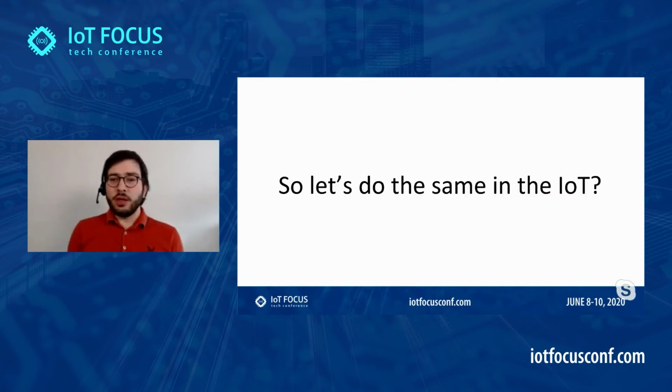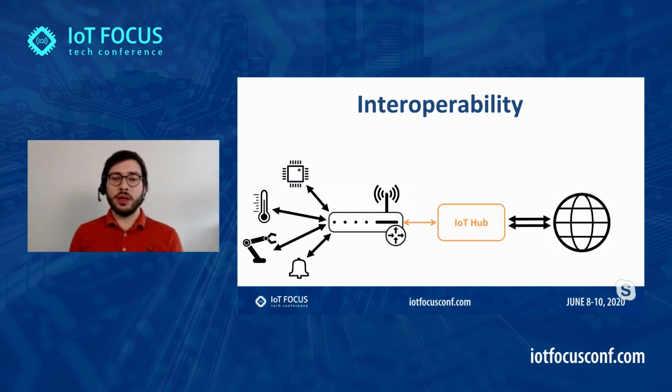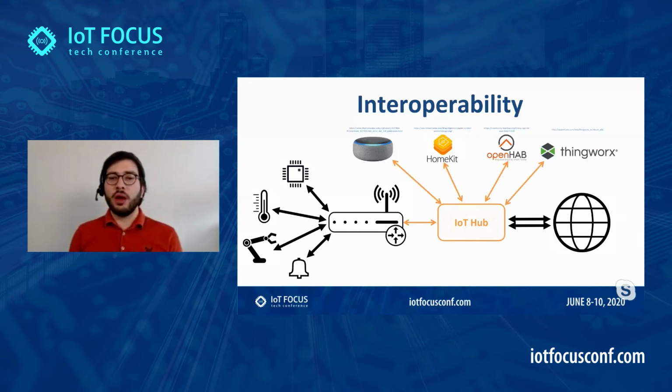So let's do the same in IoT, right? And once we want to do this, we sort of see that there are these IoT hubs that provide these services. So generally, we connect our devices through a normal router, for example, to an IoT hub, and this connects it to the internet. And just for different IoT hubs, we see the Amazon Alexa and Echo products, Apple HomeKit, or more open source solutions like openHAB for the smart home.